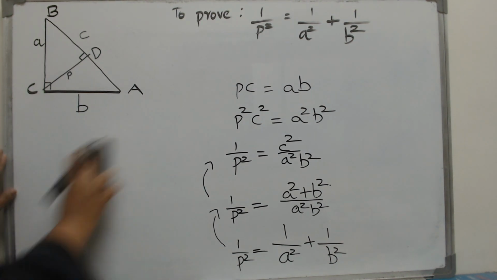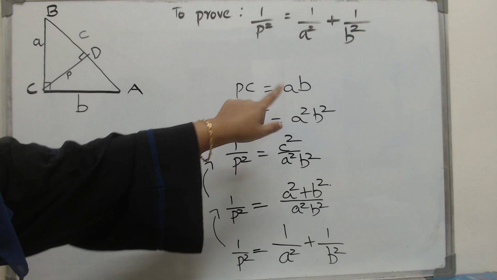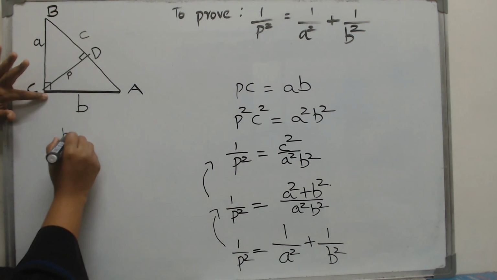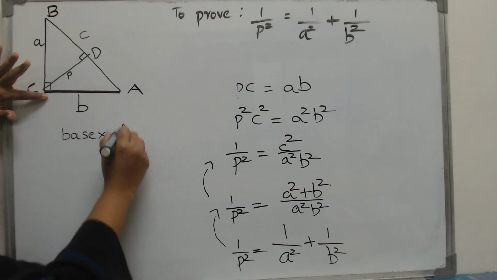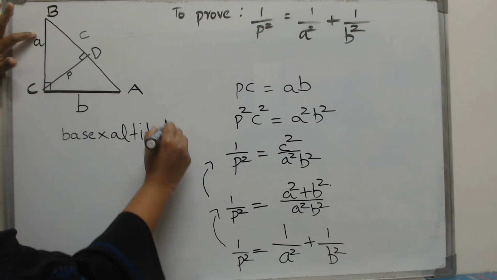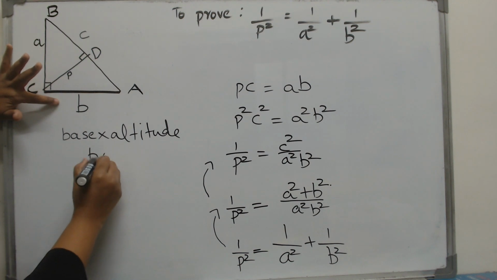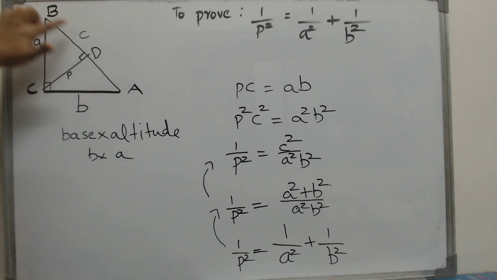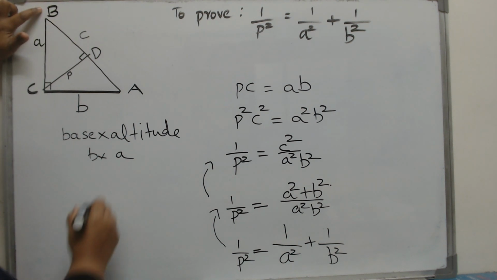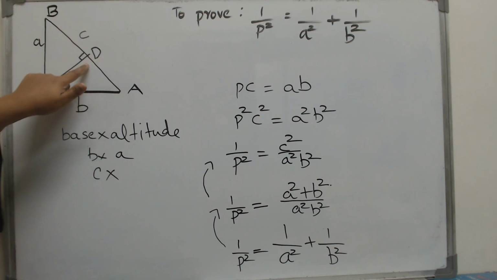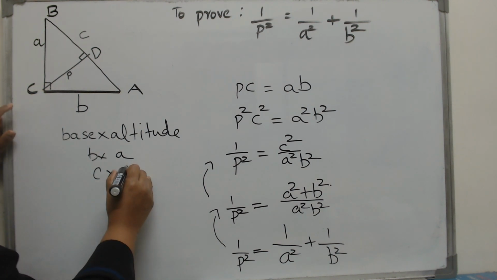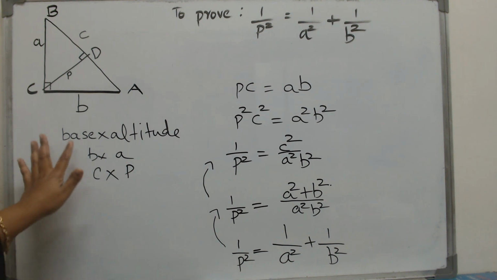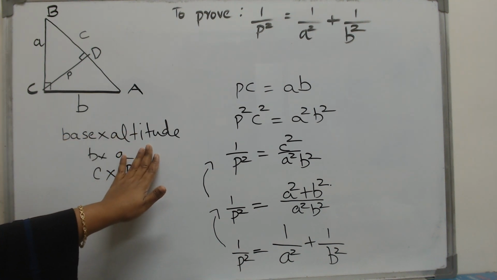So we will look carefully at what is pc and what is ab. Now if you take b as the base, then what will be its corresponding altitude? Its corresponding altitude is going to be a. Now the same, if you take AB as the base, then what will be its corresponding altitude? Its corresponding altitude will be p. So you see what is happening here? Where have you seen base into altitude?